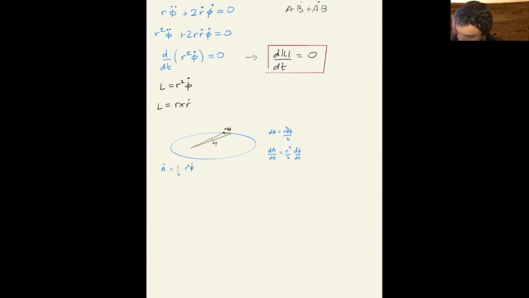If you take again a derivative, due to conservation of angular momentum, this must be equal to 0. So that means that A dot is a constant. It means a planet sweeps equal areas in equal times, proving for dynamics Kepler's second law.